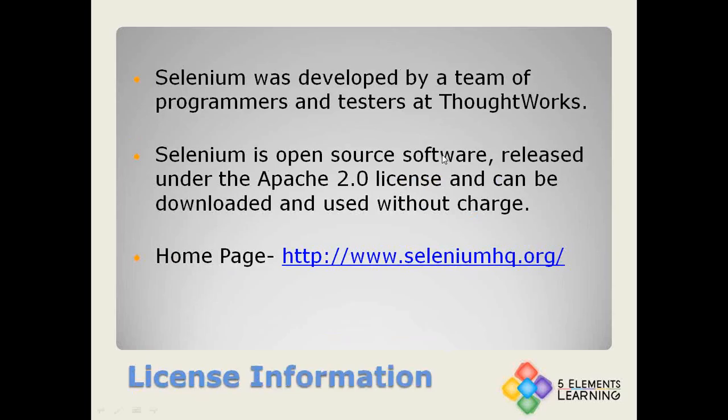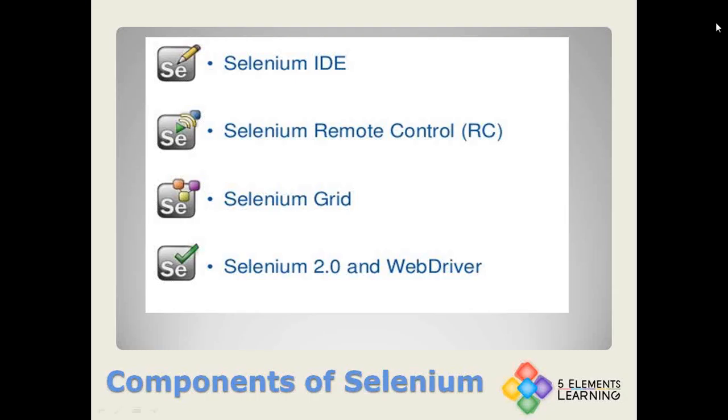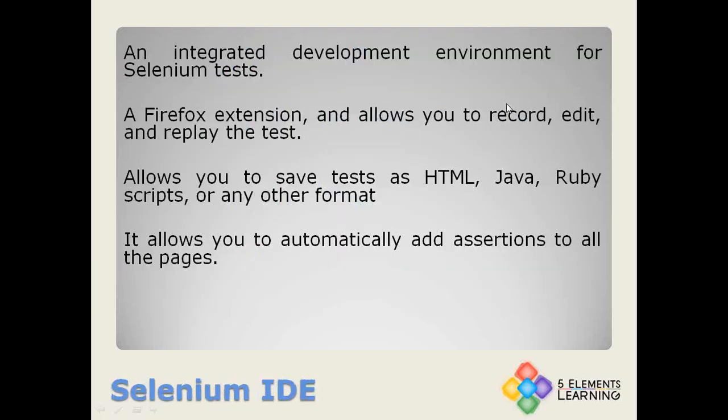It is released under the Apache 2.0 license, thus it can be downloaded and used without paying a single penny. Okay. Now there are four important components of Selenium. You have Selenium IDE, Selenium RC, Selenium Grid, and Selenium WebDriver. WebDriver is basically known as Selenium 3.0, which is the latest version available to us and the one which we are going to use in our course. Out of them, let's first understand why each of these components is available.